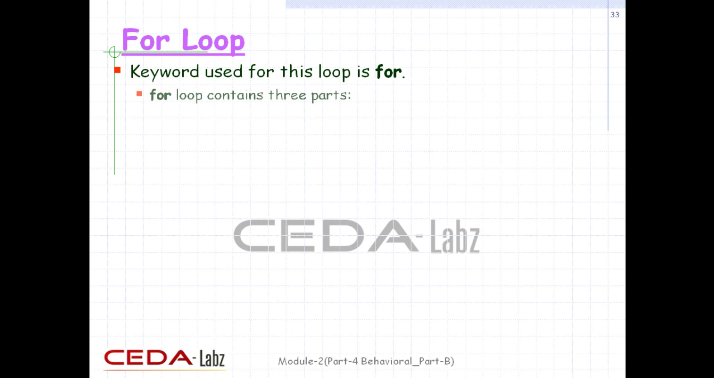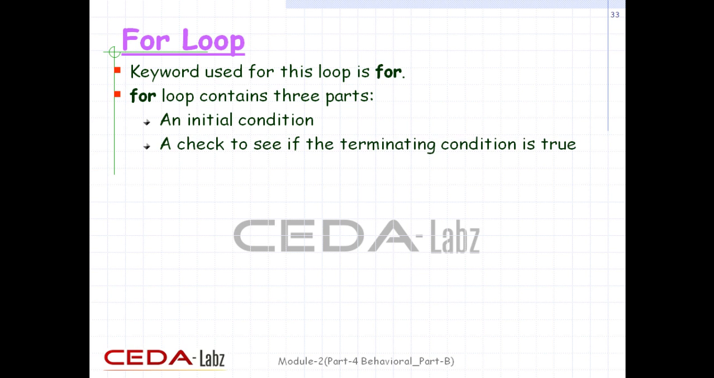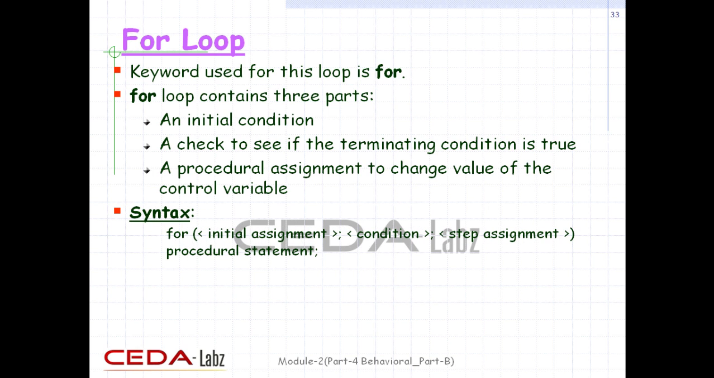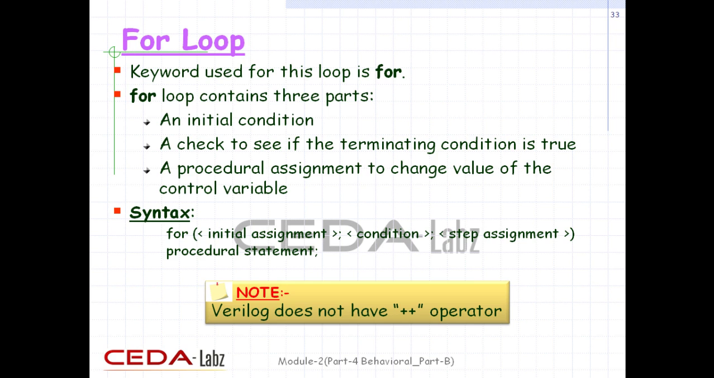The initial assignment specifies the initial value of the loop index. The condition specifies the condition when loop execution must stop. As long as the condition is true, the statements in the loop are executed. The step assignment specifies the assignment to modify, typically to increment or decrement, the step count. The initialization condition and the incrementing procedural assignment are included in the for loop and do not need to be specified separately. Thus, the for loop provides a more compact loop structure than the while loop.